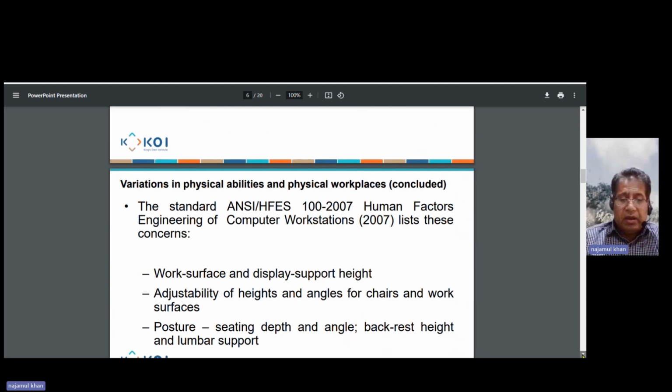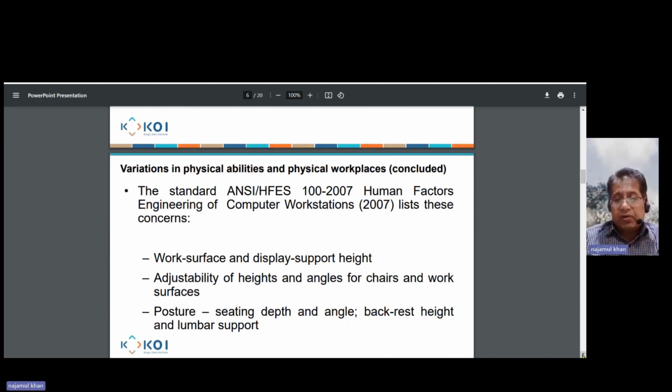A lot of emphasis is being placed on making sure the posture is correct, and the seating depth and angle, backrest, height, and lumbar support are all in place.